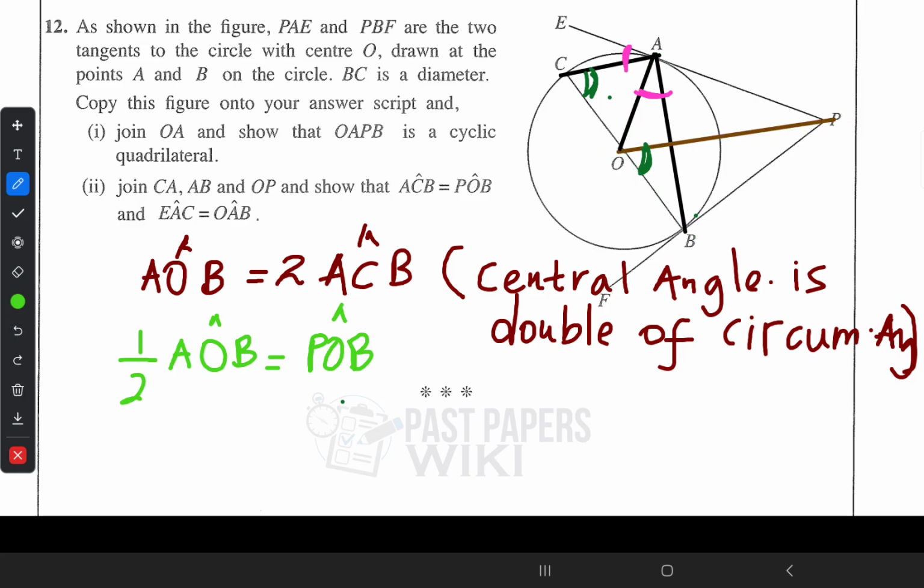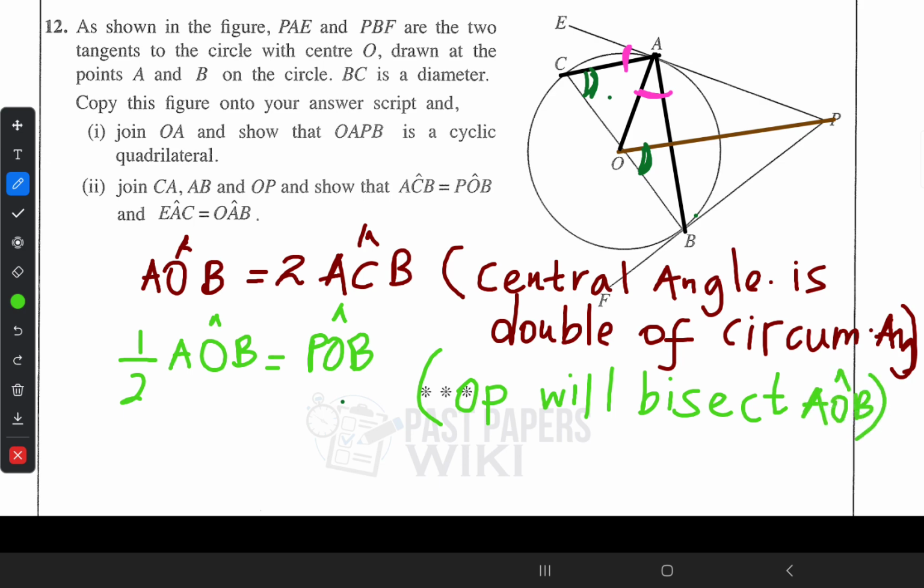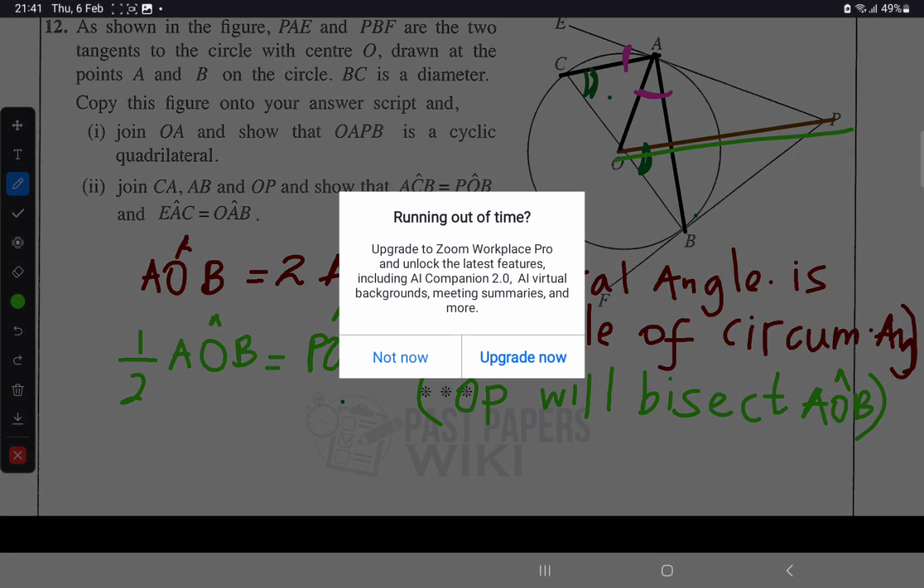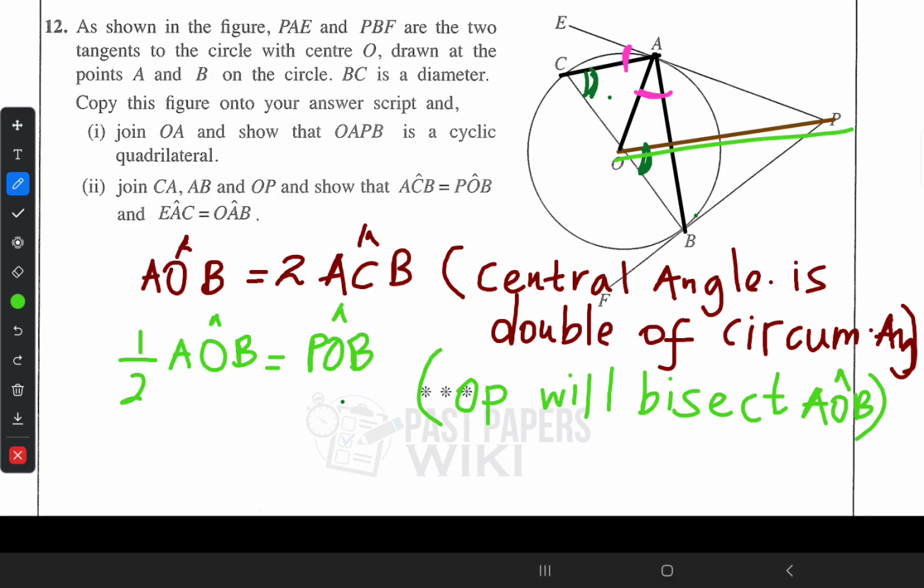The reason, what is the reason? OP will bisect angle AOB, because we know the theorem. It's enough; no need to write the total theorem. OP will bisect this total angle. That's the thing you should write. If you know the theorem, you can show this. If you don't know, you cannot show this. So no need to write the total theorem here.